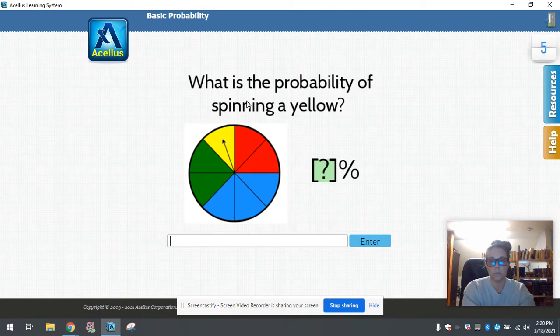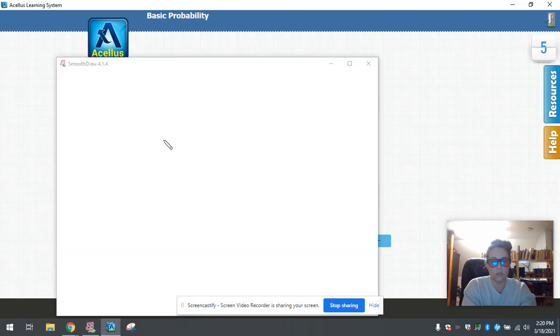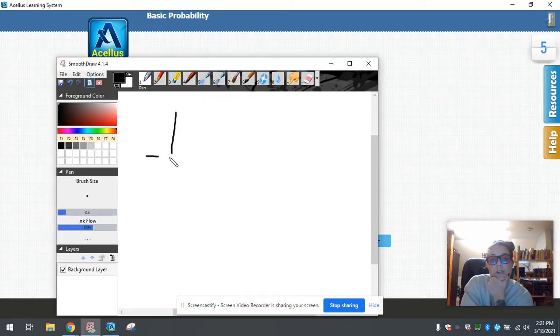What is the probability of spinning a yellow? Oh, it's asking for a percent. So let's figure out the fraction. We have 1 out of 1, 2, 3, 4, 5, 6, 7, 8 pieces total. So we have to turn that fraction into a percent. Easy way to do that, we'll just write it out.